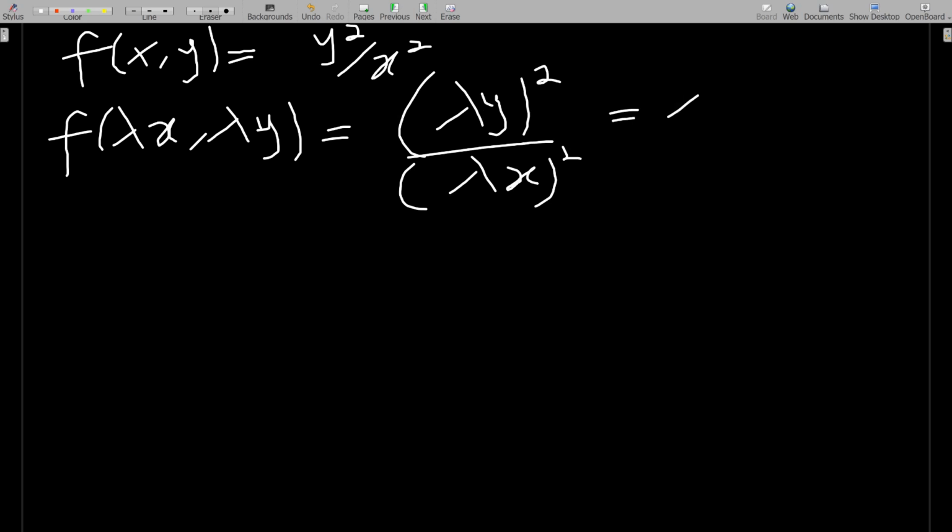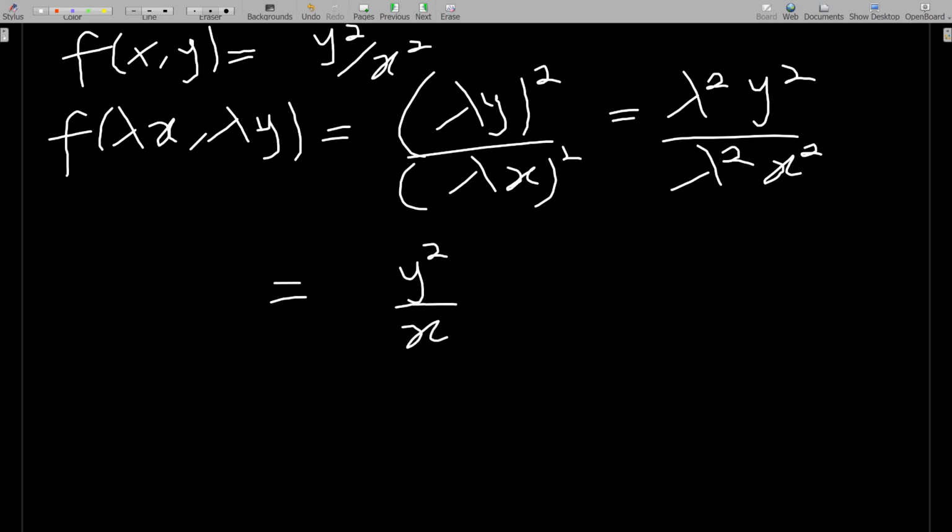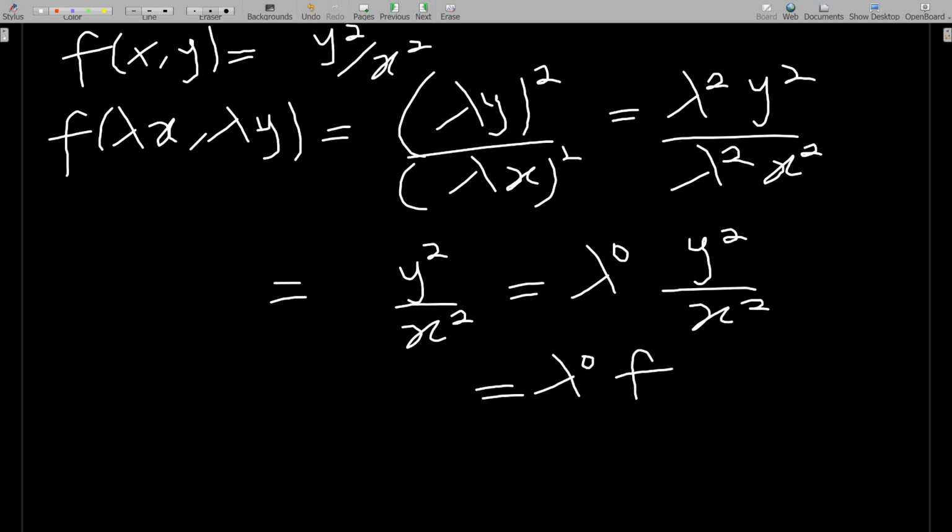And then this will be equal to lambda squared y squared over lambda squared x squared. Then lambda squared can cancel lambda squared, so we'll get y squared over x squared. But realize that this is the same as lambda to the power 0 times y squared over x squared. I hope you get this. And this is equal to lambda to the power 0 times f of xy, because our f of xy is y squared over x squared. So this is also a homogeneous function with our degree n being equal to 0. And this is perfect.